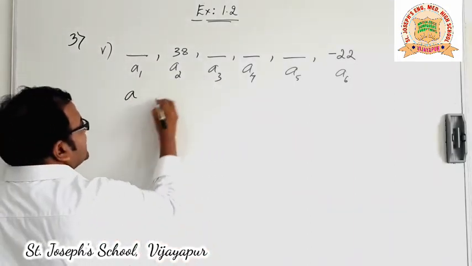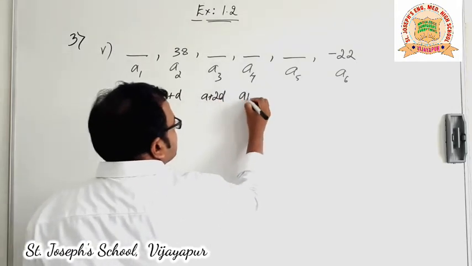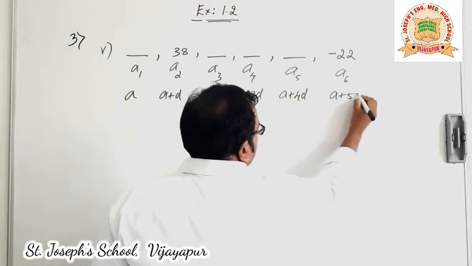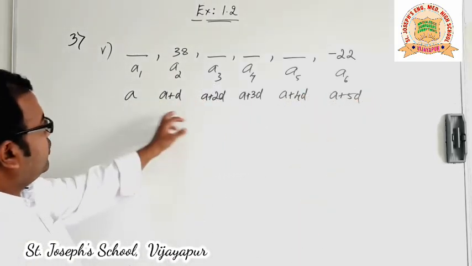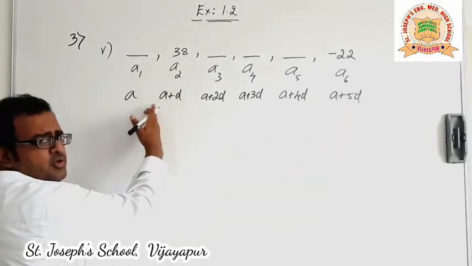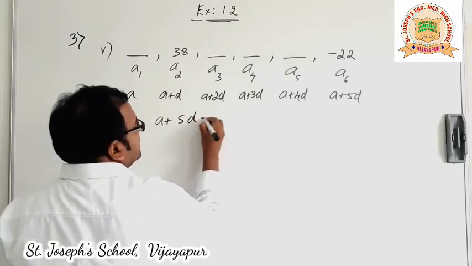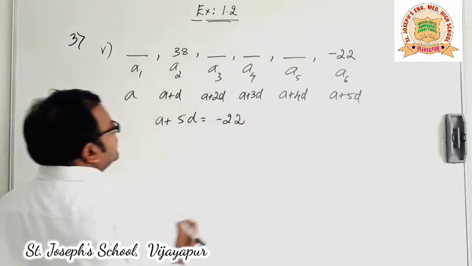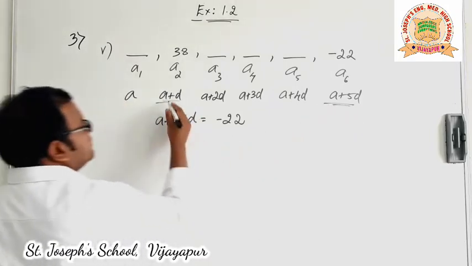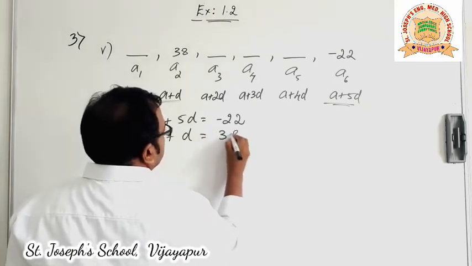General form of A1 is A plus D, A plus 2D, A plus 3D, A plus 4D, A plus 5D. Now, for both of them I will write, I will better write this one first, A plus 5D. You may choose the A plus D also, it doesn't make any difference in the answer. So, A plus 5D is equal to minus 22. Similarly, next is A plus D. We know only these two values, right? A plus D is equal to 38.